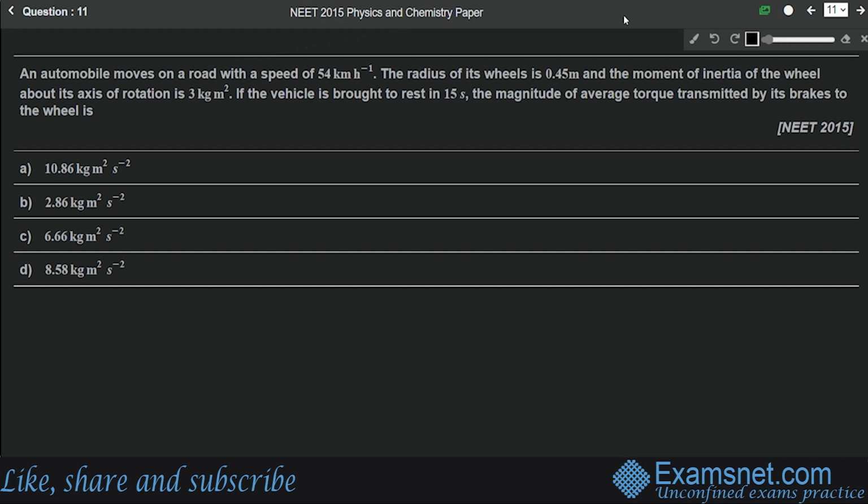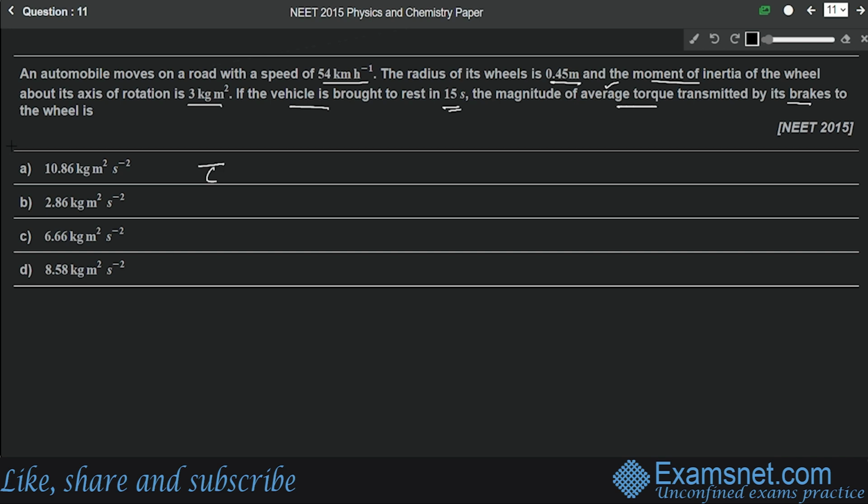Question number 11 is again from rotational motion. An automobile moves on a road with a speed of 54 km per hour. The radius of its wheel is 0.45 meter and the moment of inertia of the wheel about its axis of rotation is 3 kg meter square. If the vehicle is brought to rest in 15 seconds, then the magnitude of average torque transmitted by its brake to the wheel is. So we have to find the magnitude of average torque.